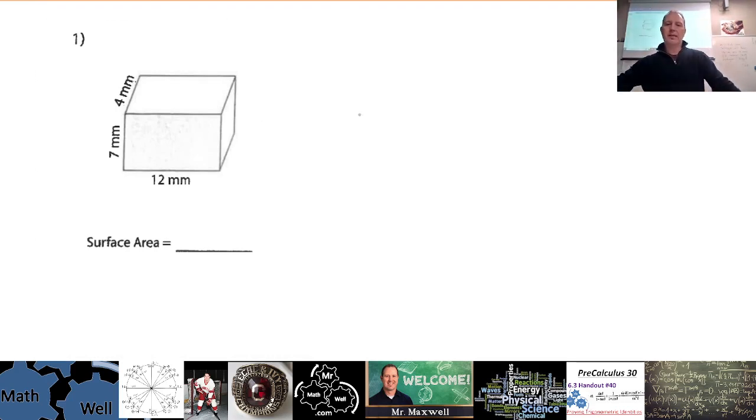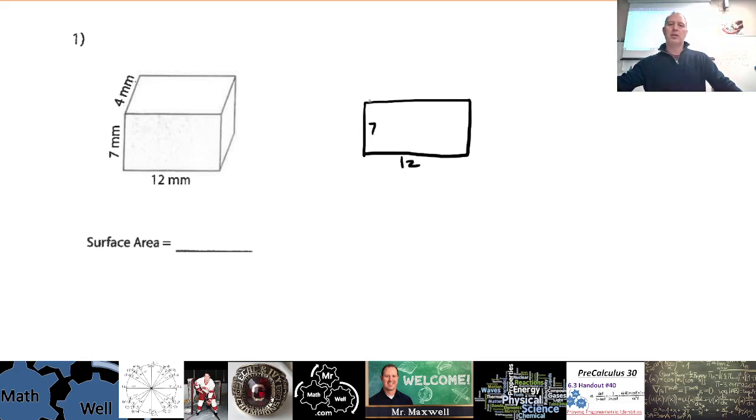The front face, I like the front face. Is it a rectangle or a square? Yeah, it is a rectangle because all sides are not equal. So I'm going to put 12 there and 7 there. The top is going to have a length of 4 here and a width, or the sideways length, of 12.